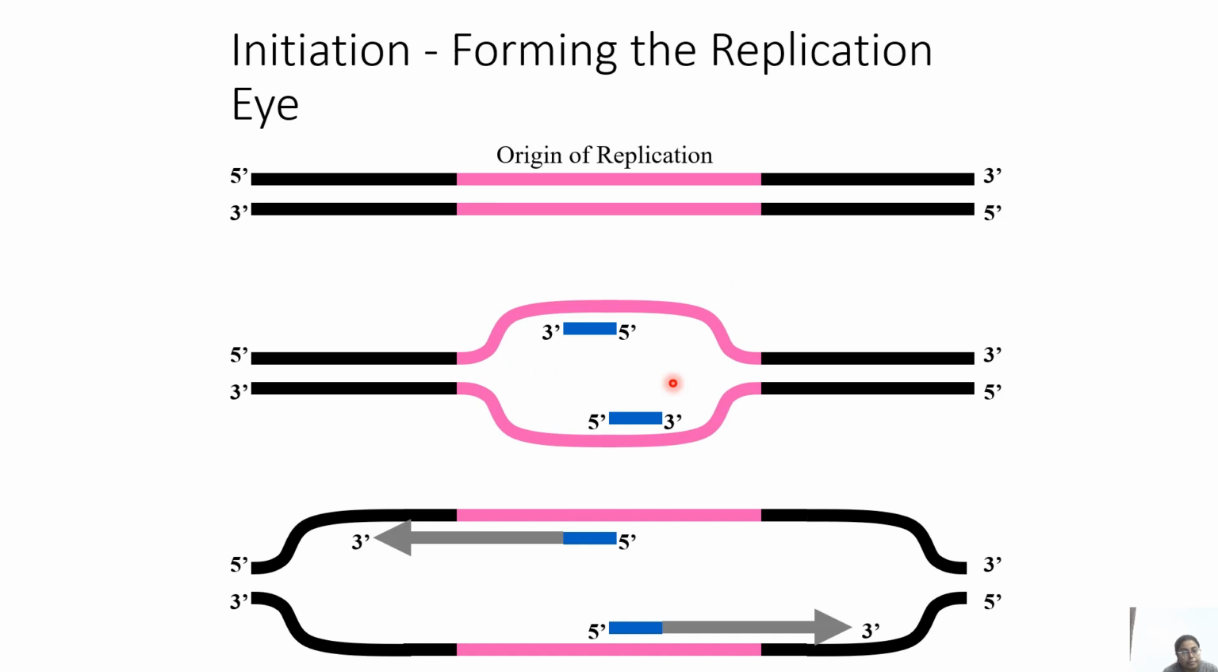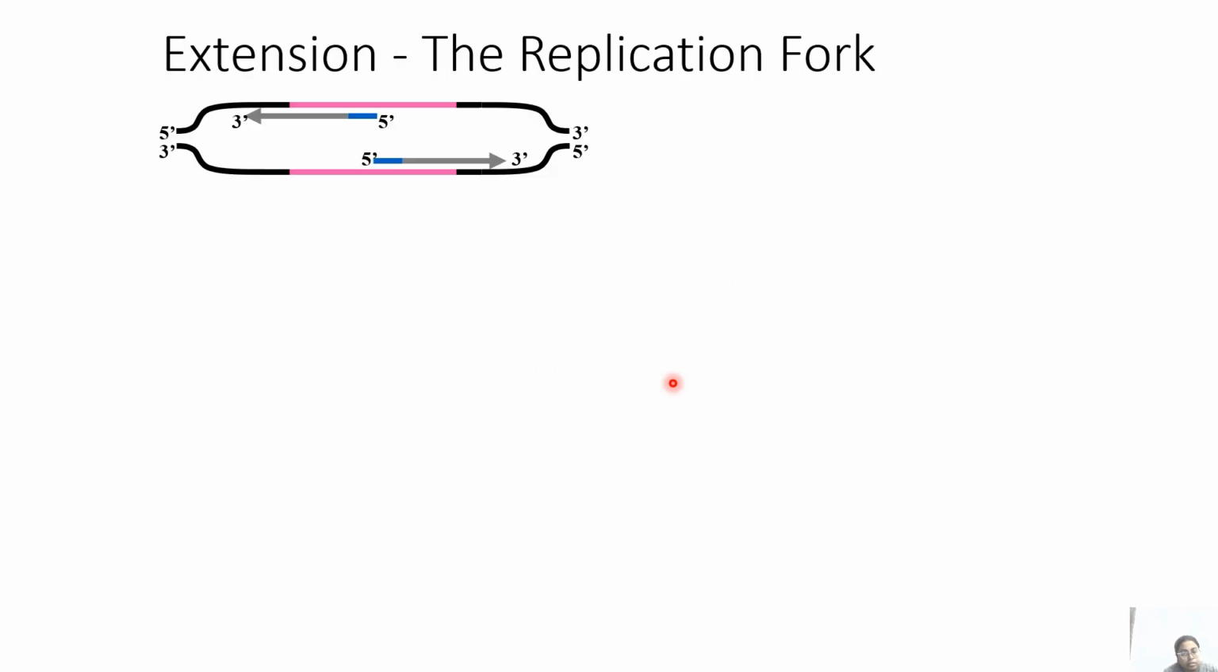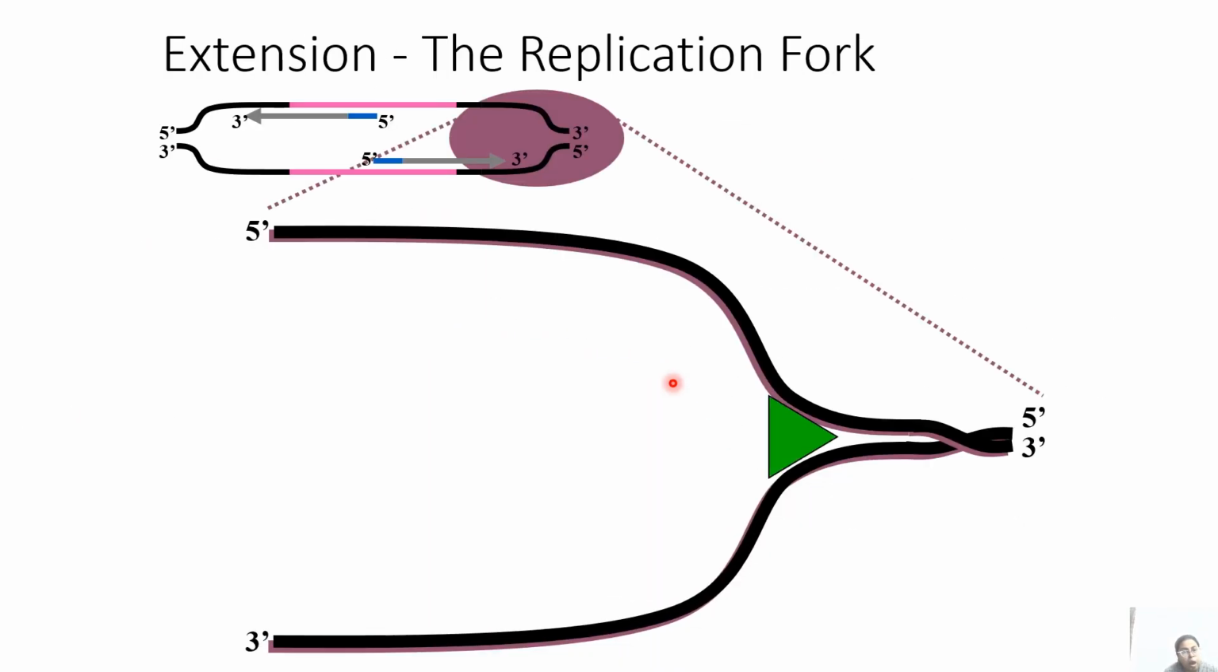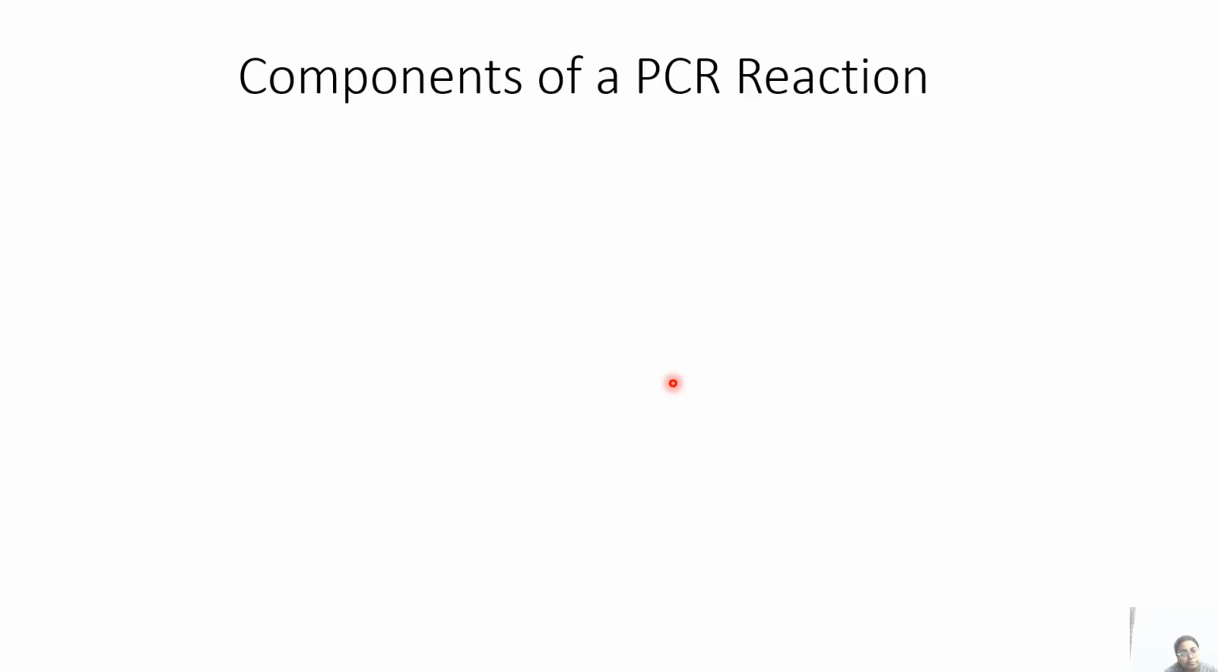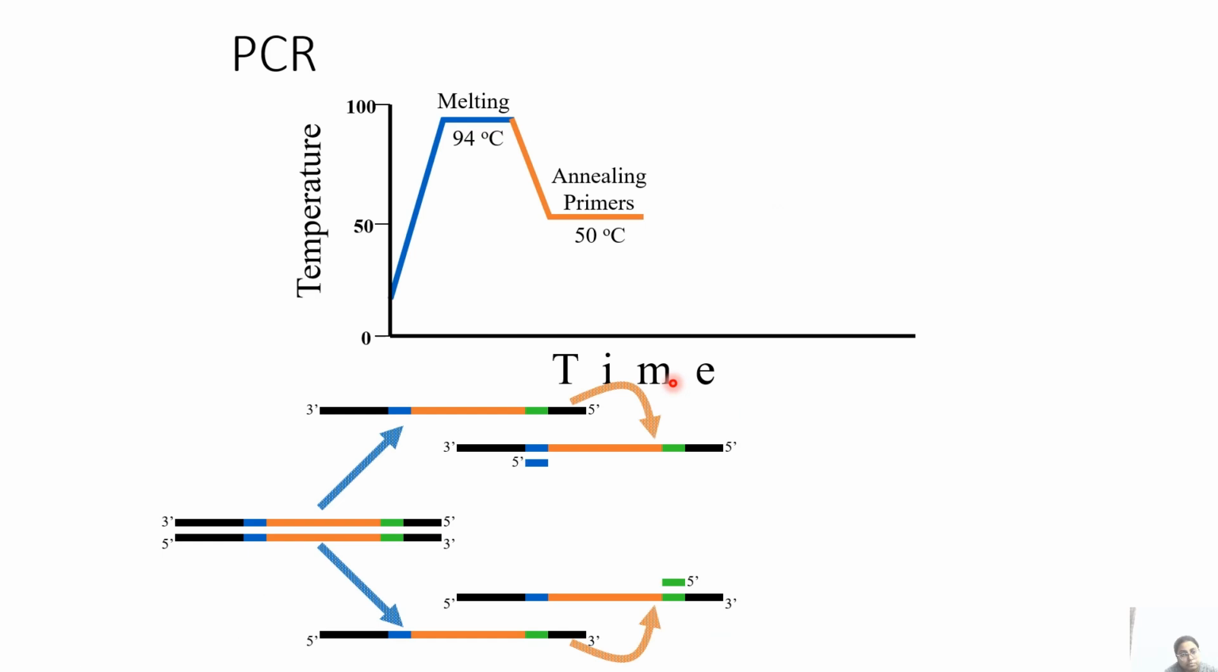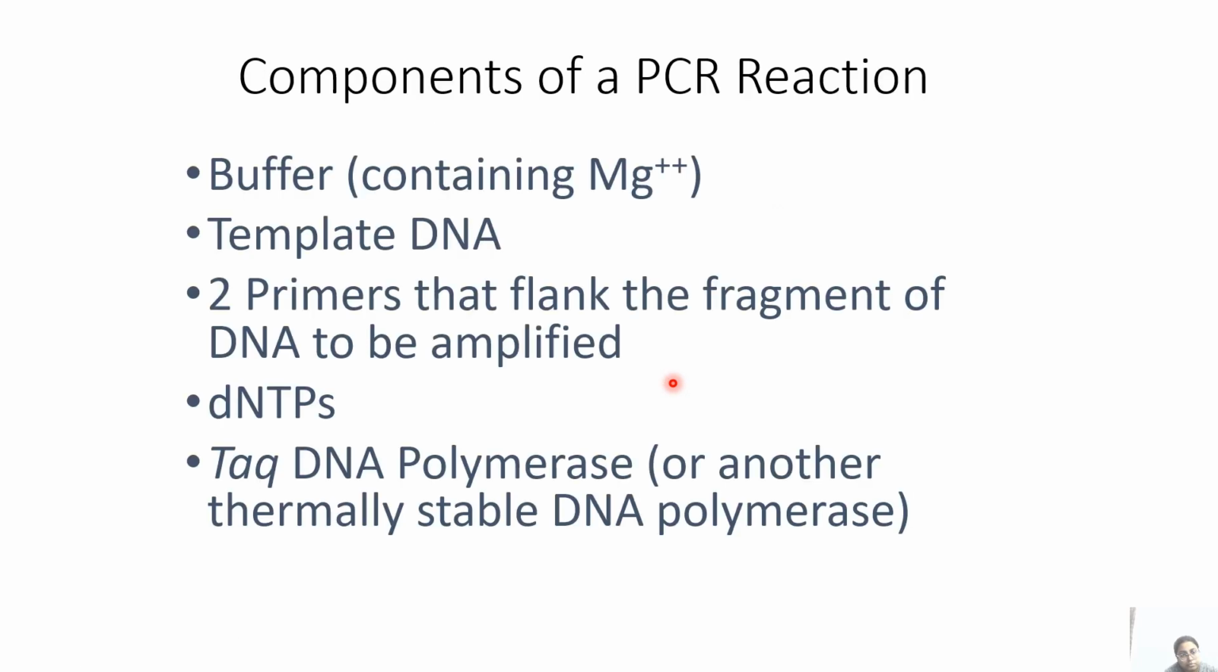This is a schematic. So what are the components of a PCR reaction? The buffer, which contains magnesium, template DNA, two primers that flank the fragment of DNA to be amplified, dNTPs, and Taq DNA polymerase.